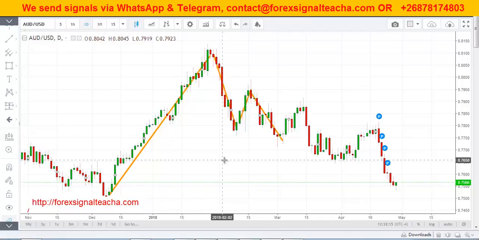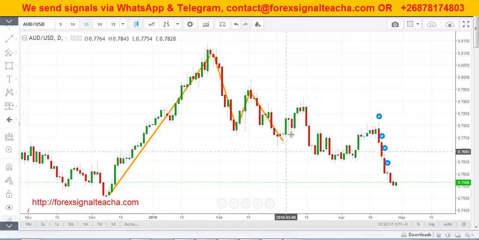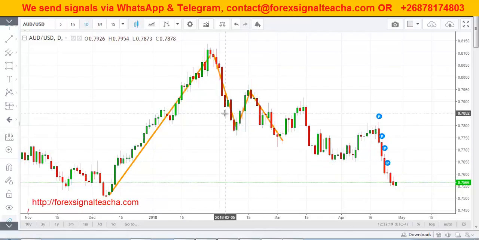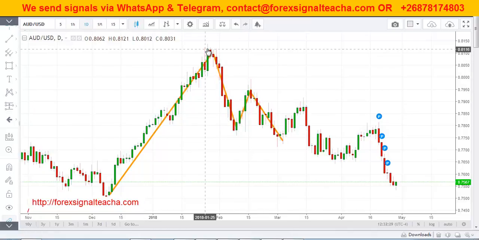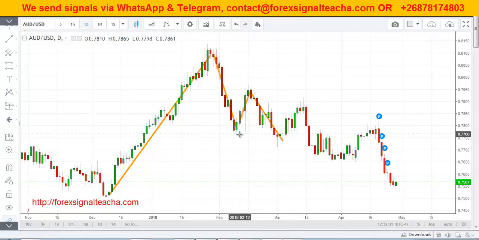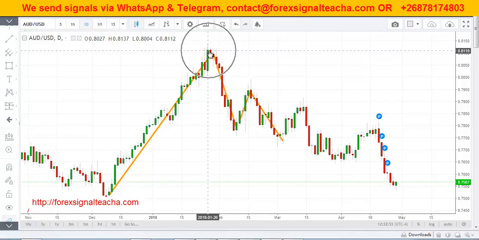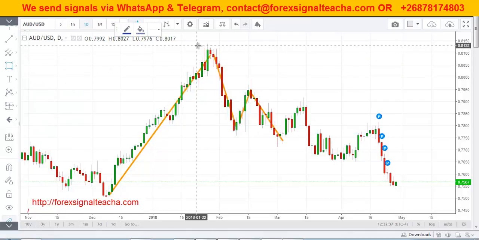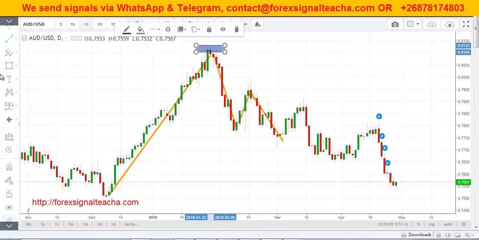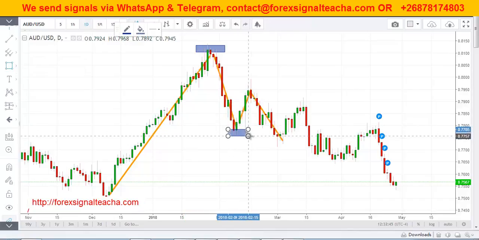Okay, so this is what I was looking for. I want to show you the exact thing that I was doing. What I'll be looking at is, if I find the first lower low here, this was the high, right? So let me just highlight it. This is the high. That was the beginning of a downtrend. This was a low at the bottom of the trend.